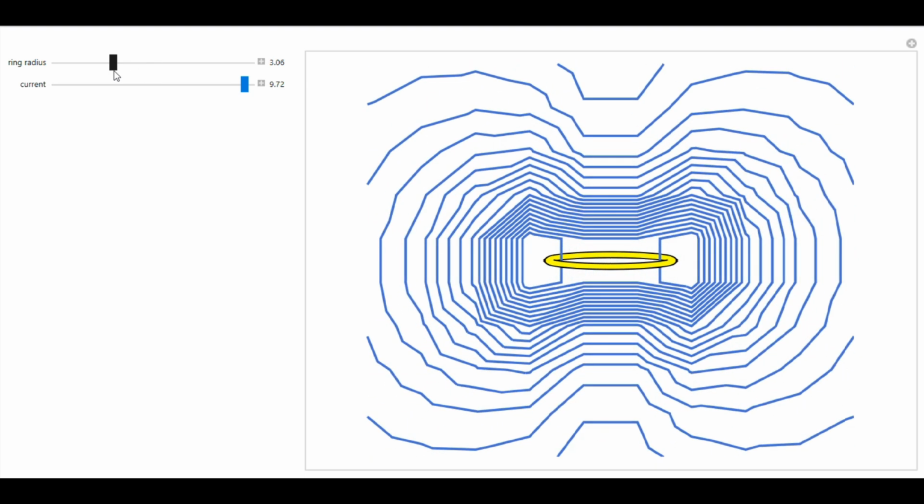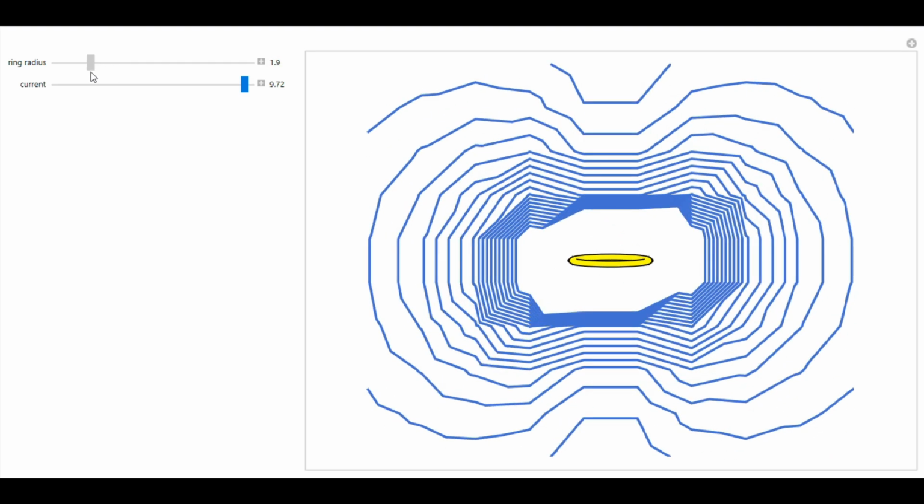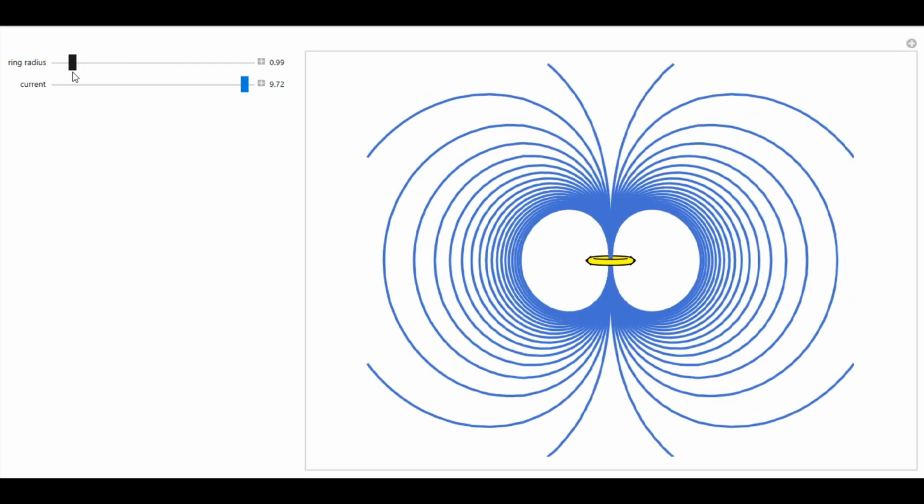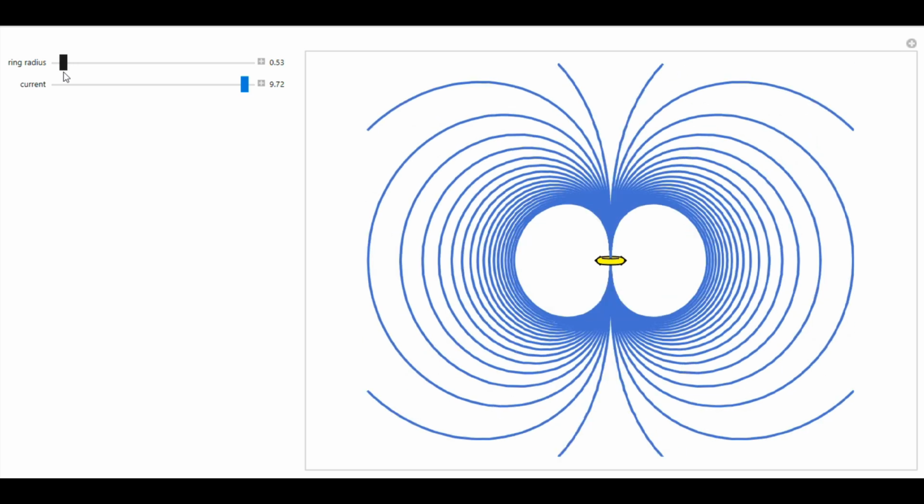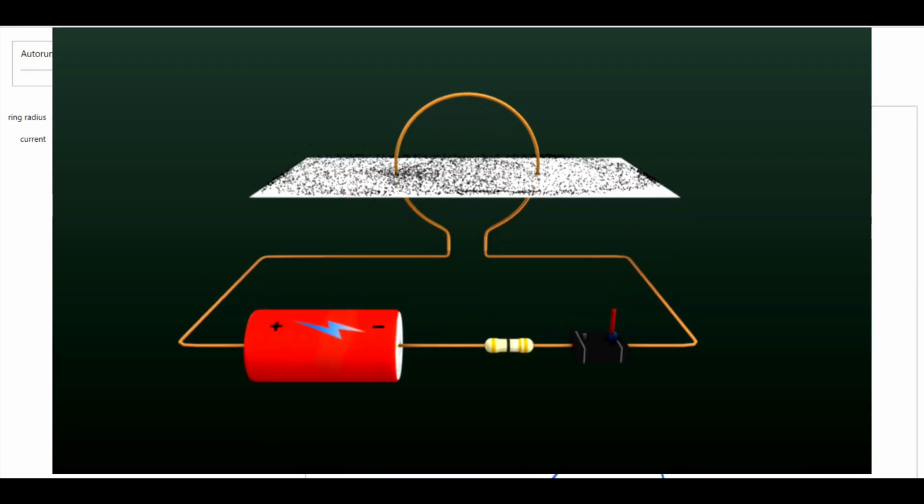For simplicity, we'll focus on the magnetic field in the vertical plane that cuts the loop in half. In this plane, the field lines are easiest to visualize. They form smooth curves that pass through the center of the loop and extend outward. The density of these lines gives us an idea of the field's strength. The closer the lines, the stronger the field.